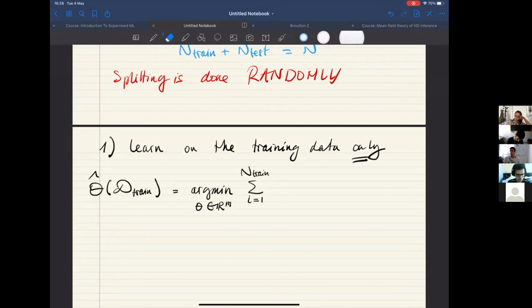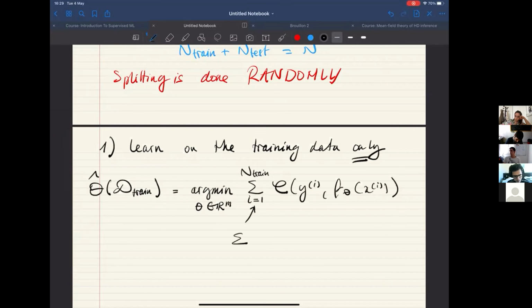I will use, now let me take a generic cost, but you can always keep in mind the square, of course. So here concretely, this sum means that you are summing only over the pairs of inputs and outputs that belong to the training set.